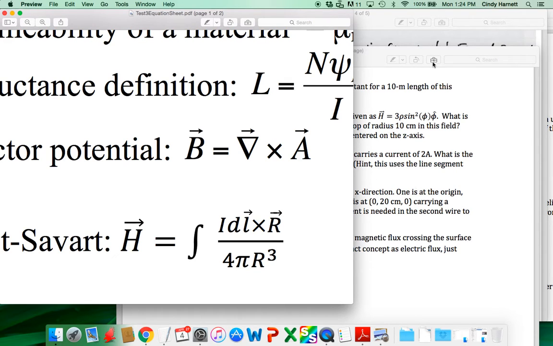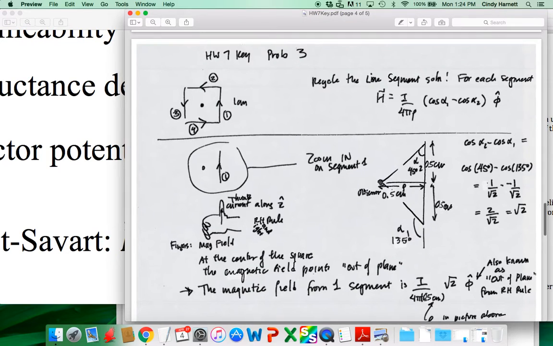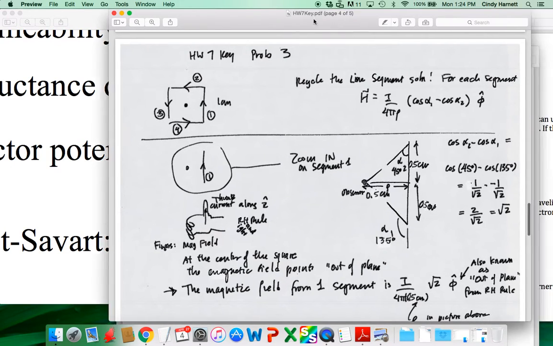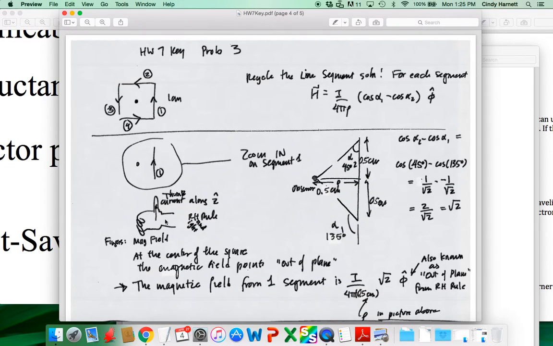We already did that when we were in problem 3 on homework 7. We got this nice solution, and this is the one where we want to take that answer, and I hope to see a lot of people doing the right-hand rule. So in the key, we've written this down. Thumb goes along the current, and we're talking about just segment 1 right now. Then your fingers point in the direction of the magnetic field.